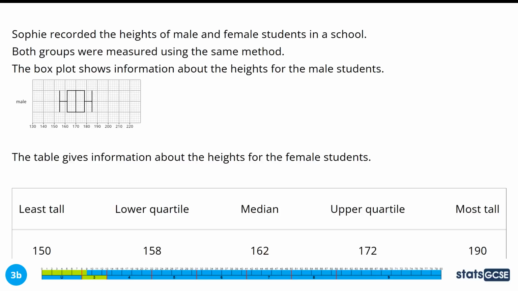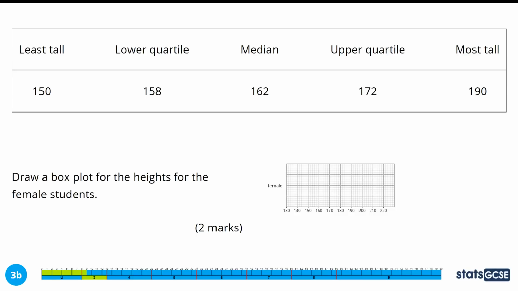Sophie recorded the heights of male and female students in a school. Both groups were measured using the same method. The box plot shows information about the heights for the male students. The table gives information about the heights for the female students. Draw a box plot for the heights for the female students.